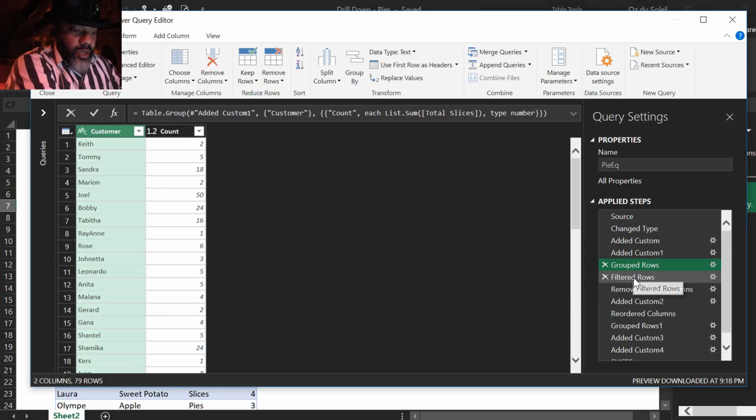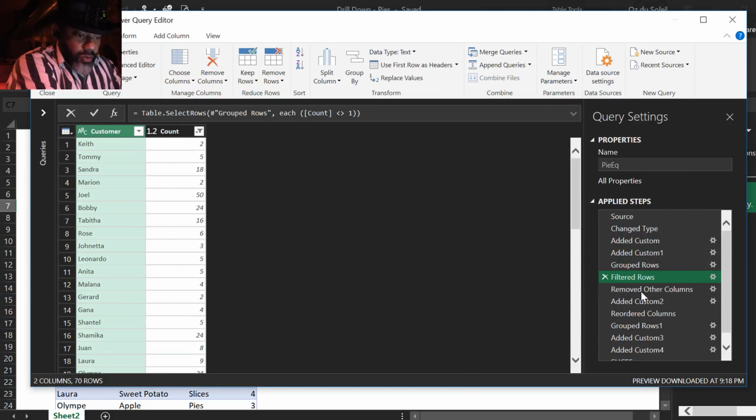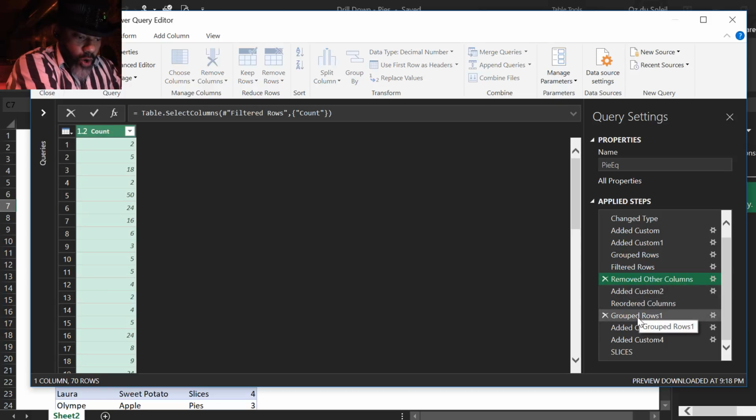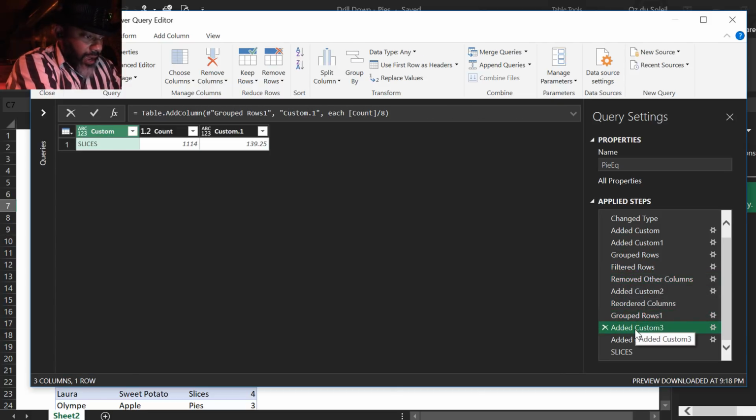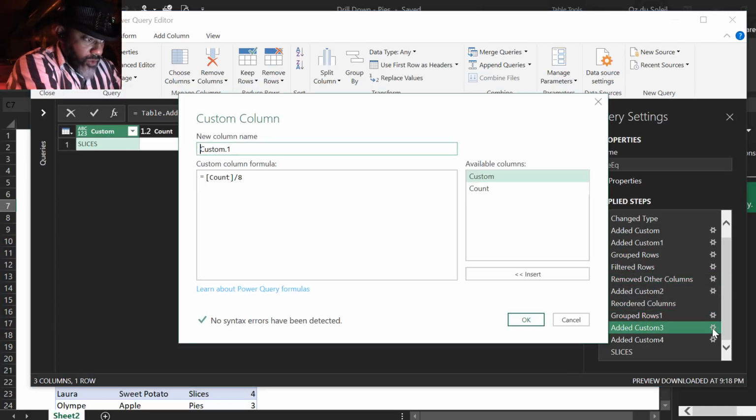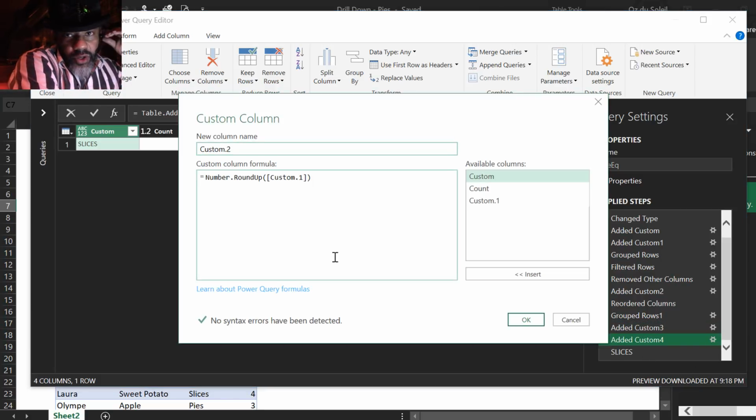Do some grouping, filtering, remove columns, more grouping. We get down here, add a custom column. This is where we take the total number of slices and divide by 8 so that we get pies. And then we have to round up because we're not going to make, say, 100 pies and 8 slices. No, we would make 101 whole pies.